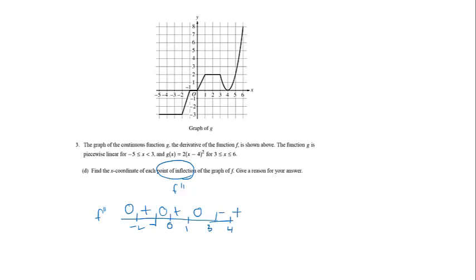Okay, so we do know that a point of inflection occurs where f double prime changes sign. So it needs to go from negative to positive or positive to negative. So all these places where it goes from 0 to positive or positive to 0, those would not be points of inflection. So the only place where the f double prime actually changes sign is at x equals 4. So x equals 4 is the only place where there's going to be a point of inflection. And then the reason for that is because f double prime changes sign at that spot.